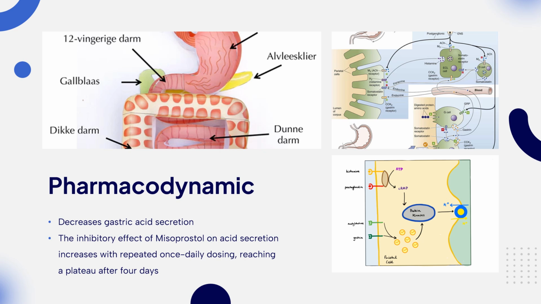An oral dose of misoprostol has an 8-minute onset of action and a duration of action of approximately 2 hours. A sublingual dose has an 11-minute onset of action and a duration of action of approximately 3 hours. A vaginal dose has a 20-minute onset of action and a duration of action of approximately 4 hours. And a rectal dose has a 100-minute onset of action and a duration of action of approximately 4 hours.